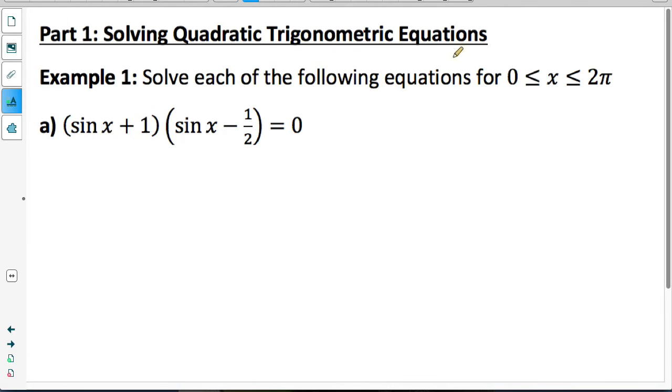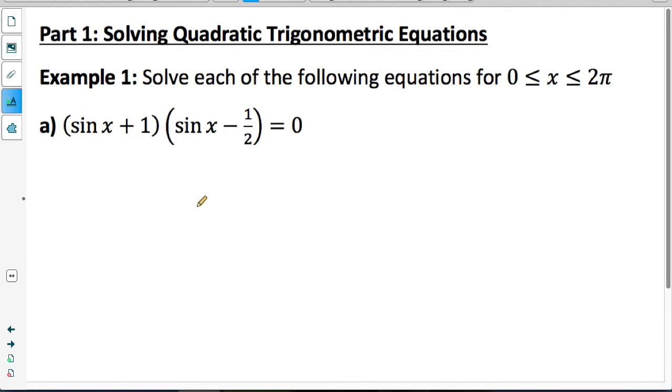Example 1, solve each of the following equations for x being between or equal to 0 and 2 pi. So we want all the values of x that satisfy this equation as long as x is between or equal to 0 and 2 pi. So this quadratic trig equation is actually already in factored form. So I'm starting us off easy. It's already in the form something times something equals 0.